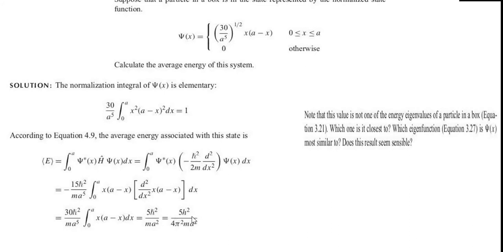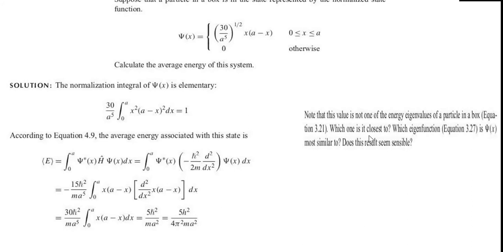This is definitely not any one of the eigenvalues, 1, 2, 3, 4, any one. It's not, because it's an average value, and that average is none of the eigenvalues. It is supposed to be so because you are not taking an eigenfunction. But had you taken an eigenfunction, then definitely after doing this calculation, you would have got an eigenvalue, any one of the eigenvalues. But here you are not getting that, you are getting an average. So note that this value is not one of the energy eigenvalues of a particle in a box.